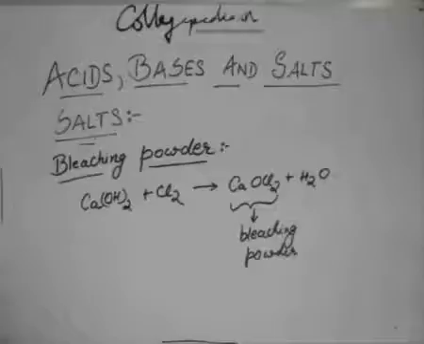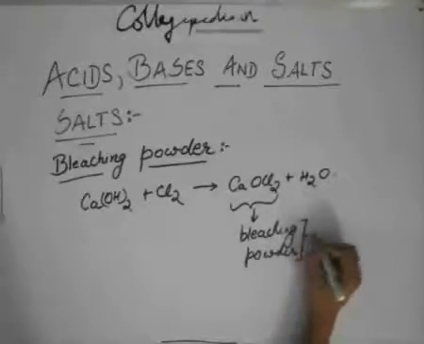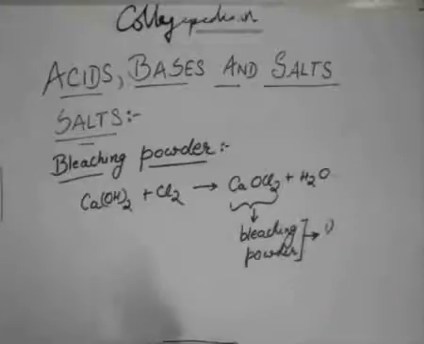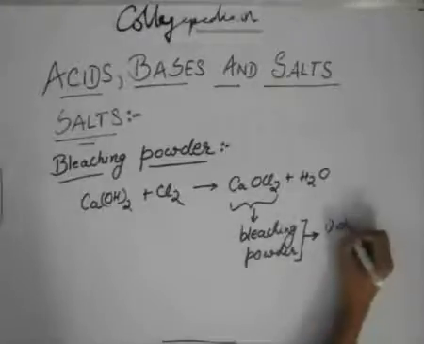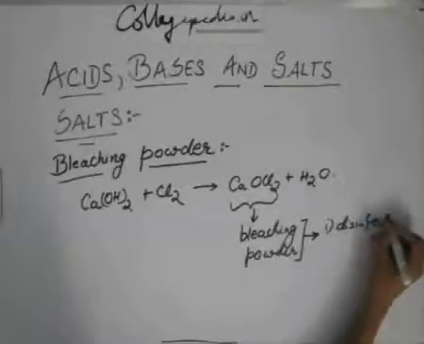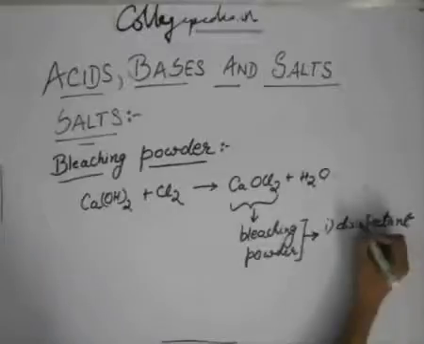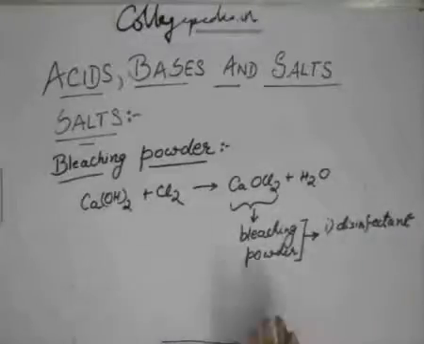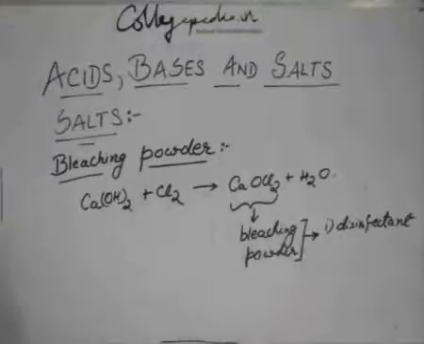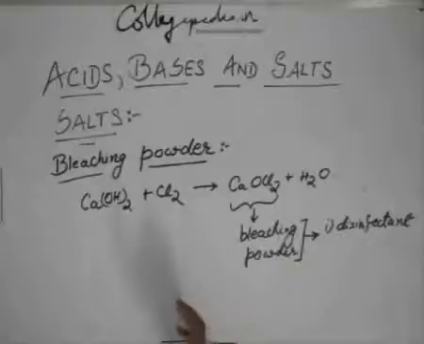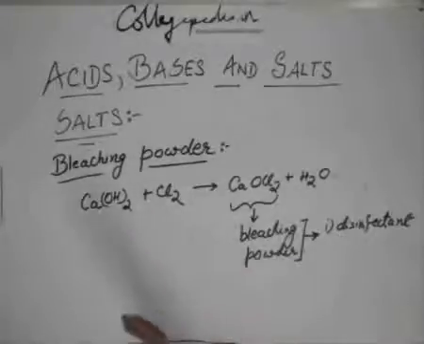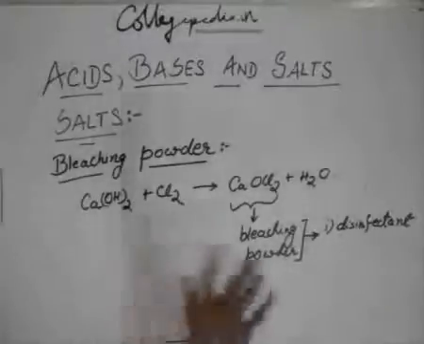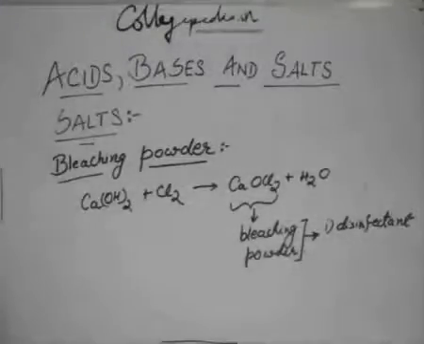And this bleaching powder is again used for various purposes. First of all, it is used as a disinfectant. Because bleaching powder has this property of killing the germs present in the water. It is used in swimming pools also. Swimming pools, they just don't have chlorine water. They also sprinkle some bleaching powder around the swimming pool. And of course it is used to bleach your clothes.